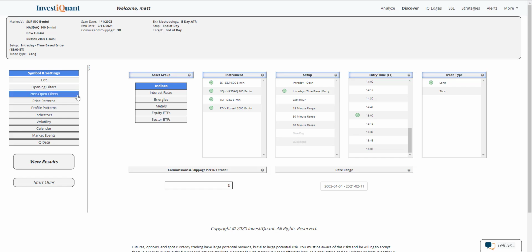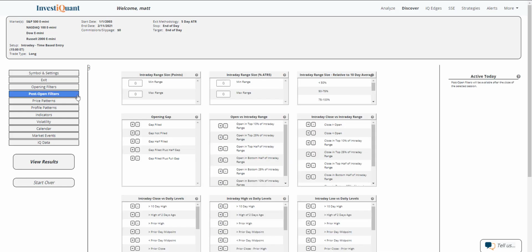Now, to describe this inside day that is forming, I'm going to go into the post-open filters, and I'm going to say that the high of the current session is not greater than the prior day high. So I'm going to come in to intraday high versus daily levels, and I'm going to hit minus next to greater than prior day high.